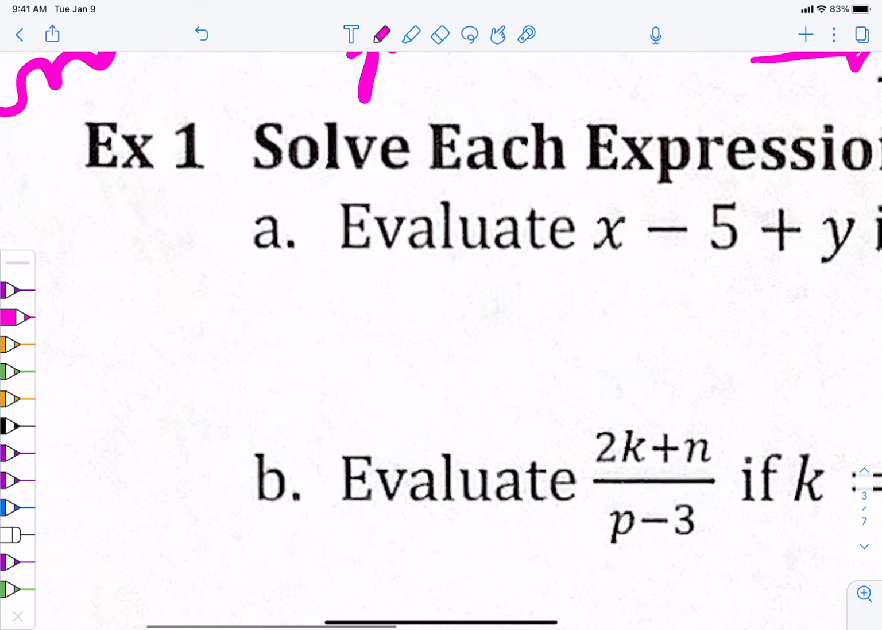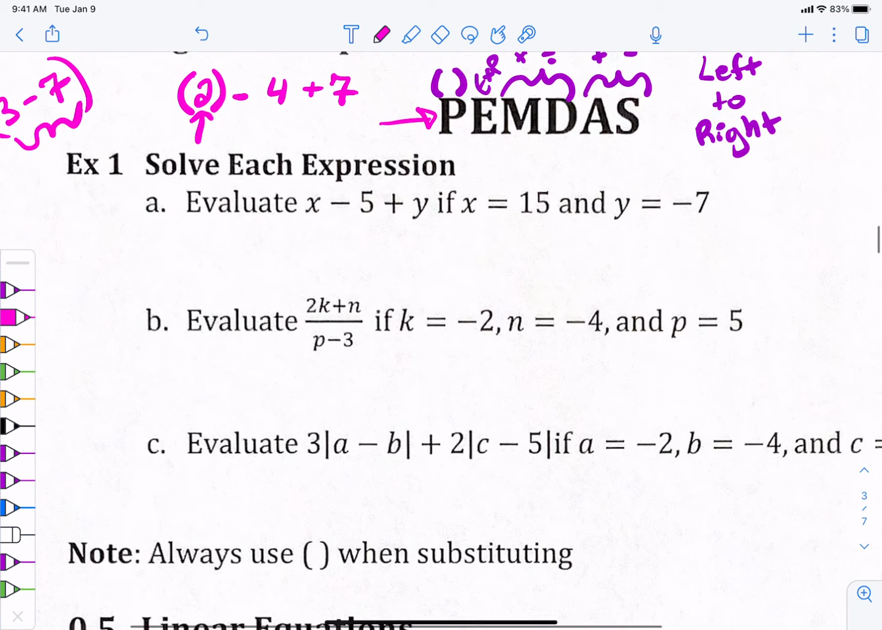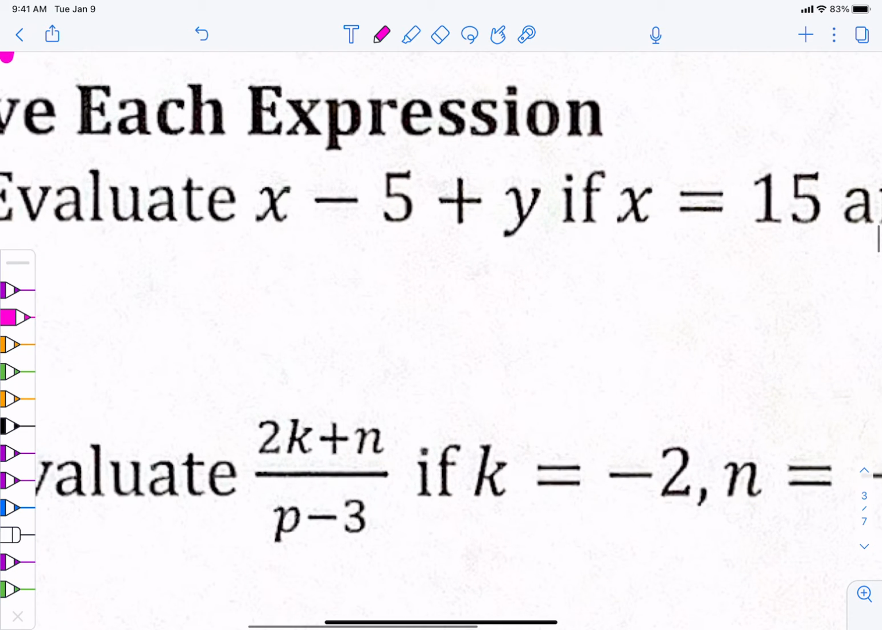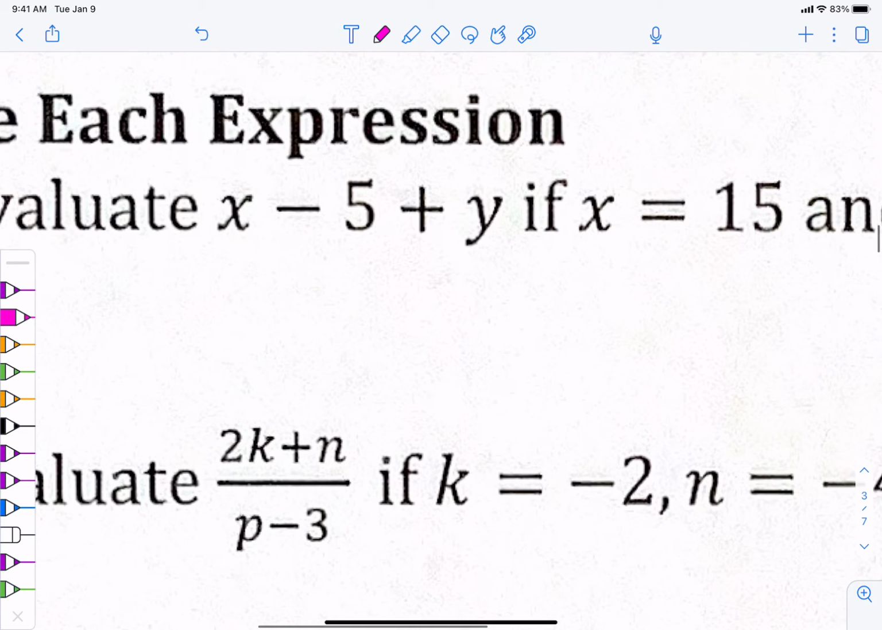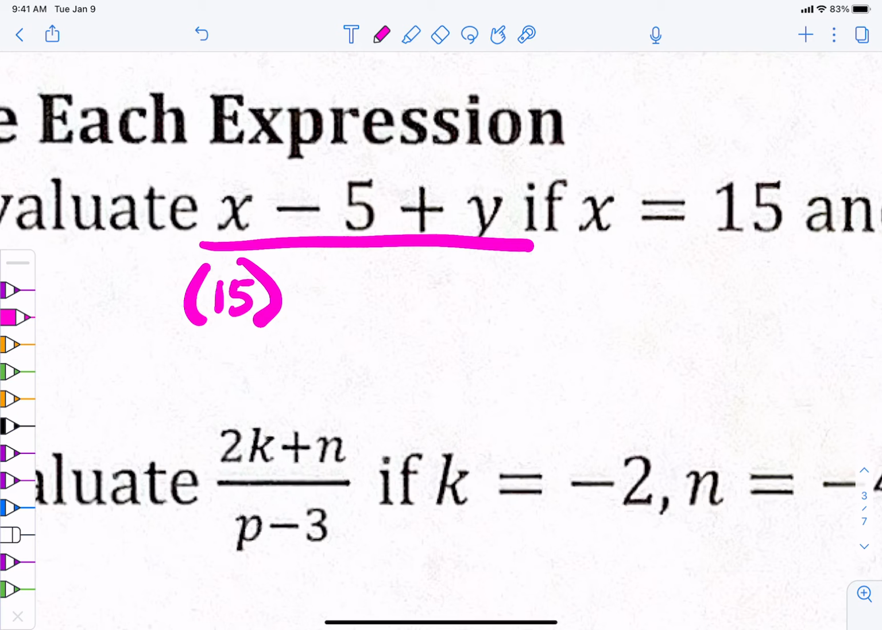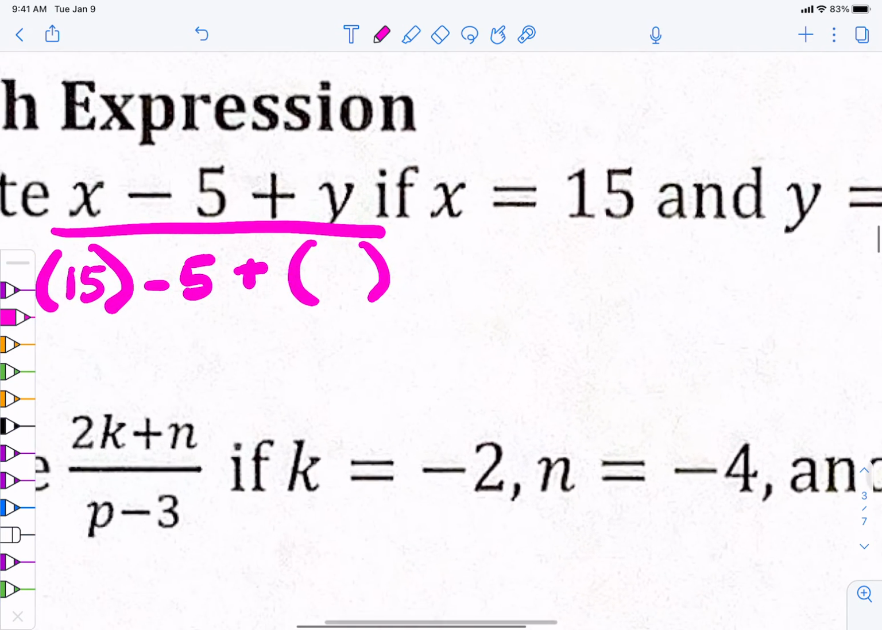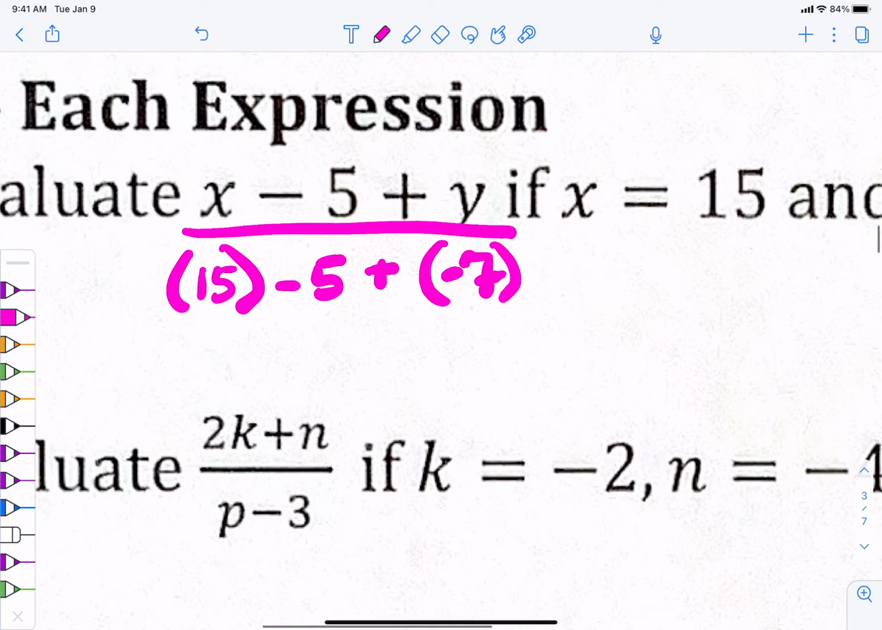Okay, so let's go down here. A, B, C, you're just plugging stuff in, and they want to make sure that you know your order of operations, okay? When you're plugging stuff in, you always put it in parentheses, okay? Because if you have a negative number, it will make a difference, all right? So this is what we're plugging in, x minus 5 plus y, and x is 15, so we're going to plug 15 straight into there. Minus 5 plus y is -7, okay? All right, so starting with parentheses. Can we do anything more with the parentheses?